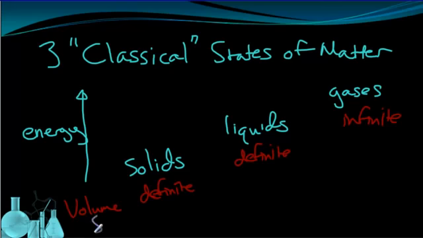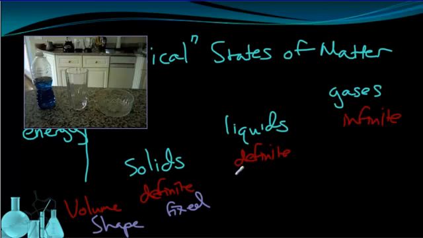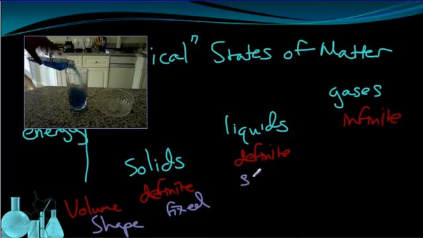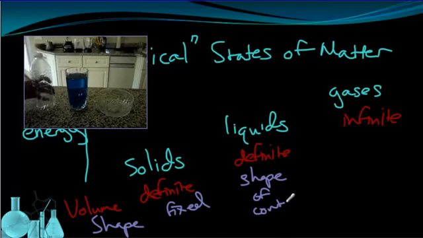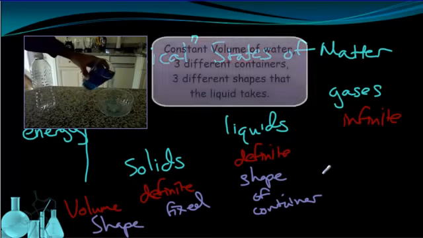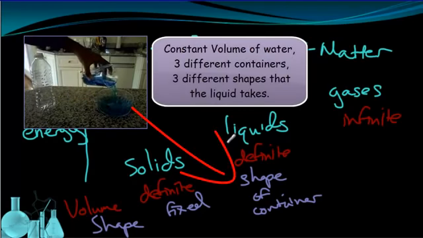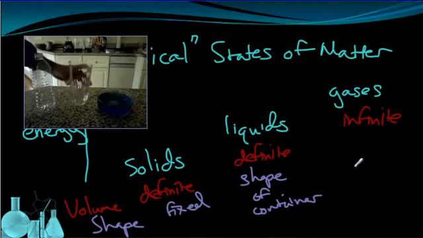Another property we can look at is shape. Solids have a fixed shape. If you have a stapler, that's a solid. The stapler is not going to change its shape on its own. It's fixed. Liquids are a little bit different. Liquids take the shape of whatever container they're in. So if you pour liquid into a cup, you now have liquid in the shape of a cup. If you pour liquid onto the floor, you now have liquid in the shape of a puddle.